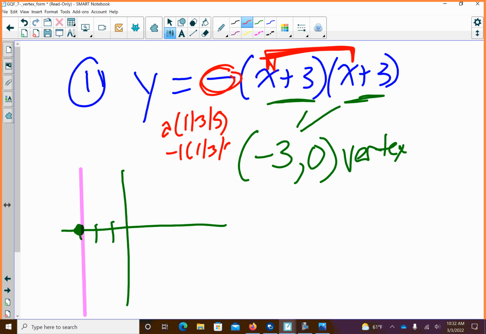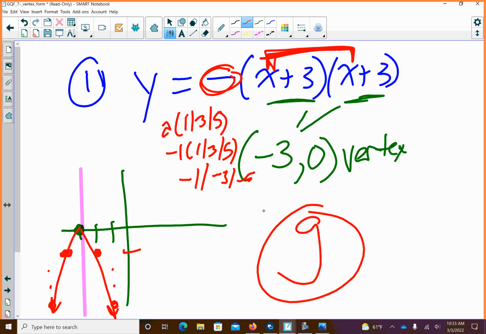So just using a little logic on it. So -1, -3, -5. So I'm going to go right one, down one. Left one, down one, right one, down three, 1, 2, 3, left one, down three. So that's what that parabola should look like, which would be downward open. Looks like letter G is the graph that you would go with. Okay.